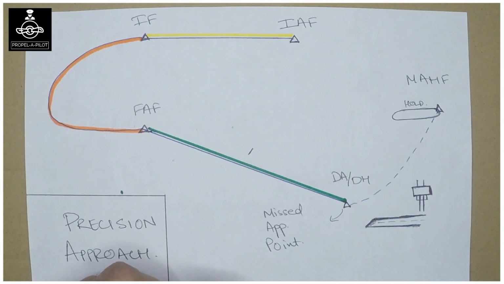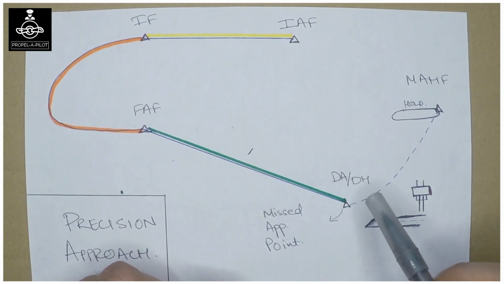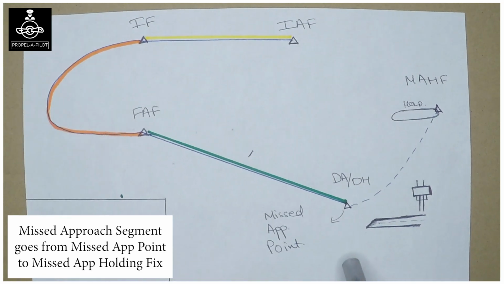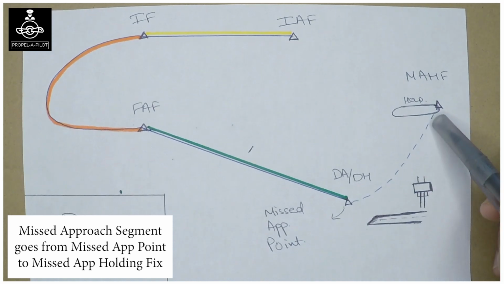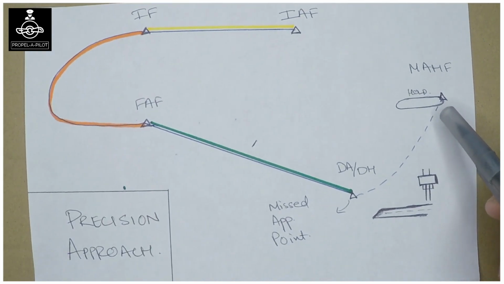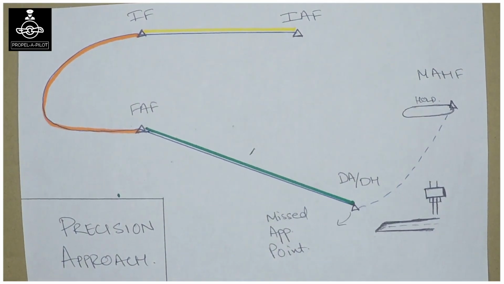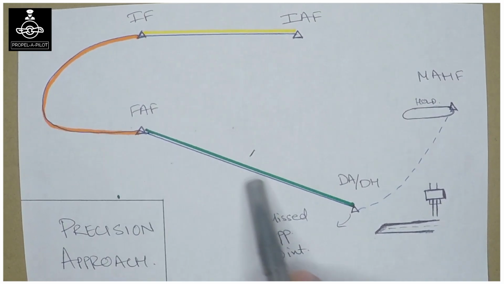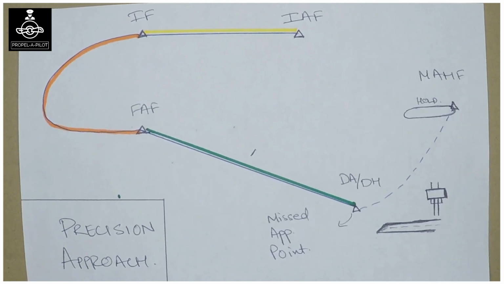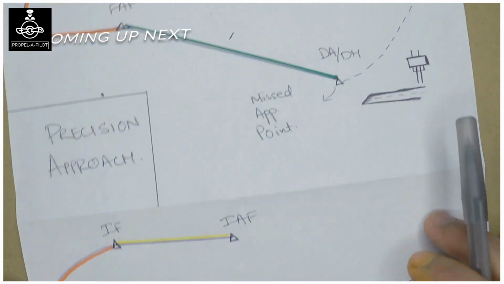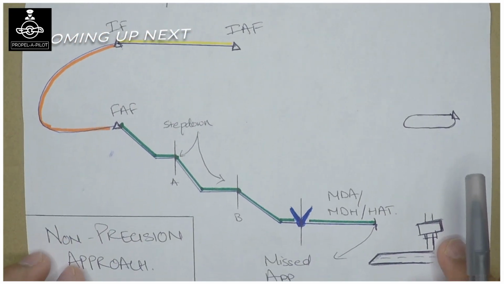The missed approach segment begins at the missed approach point, which is a decision altitude or decision height for a precision approach, and it goes on and includes the missed approach holding fix. That is the missed approach segment, including the hold. That's a precision approach. You follow the glide slope down to a decision altitude or the decision height. If you have enough visuals, you continue. If you don't, you go missed. Let's see what's the difference between a precision and a non-precision approach.